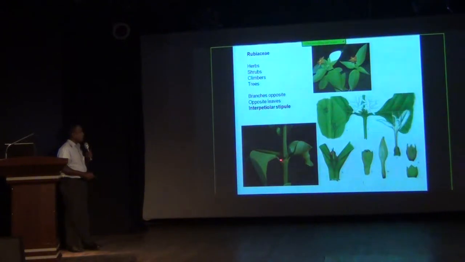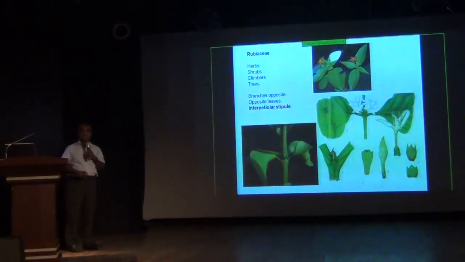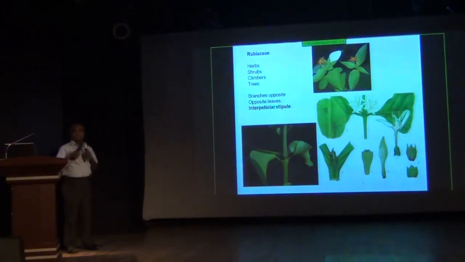There will be another scale behind. These are petioles. The stalk of the leaf is technically called the petiole. Between the two petioles there is a scale, so that's called an interpetiolar stipule. So if in any plant you happen to see that kind of scale, or sometimes it will be a modified thorn, you can say that yes, it belongs to the coffee family Rubiaceae.